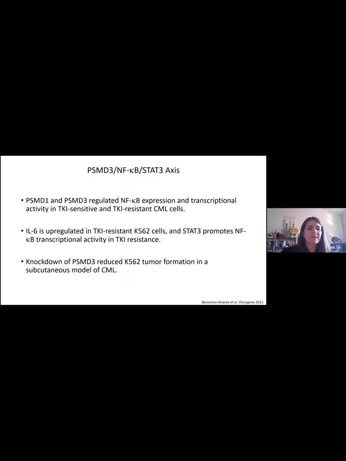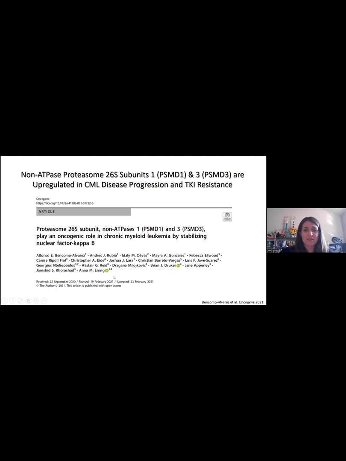So ultimately, we showed that PSMD1 and 3 regulated NF-kappa B expression and transcriptional activity in TKI-sensitive cells, but to a greater extent in the TKI-resistant CML cells. We showed that IL-6 is upregulated in TKI-resistant cells, and that it activates STAT3, which further potentiates NF-kappa B transcriptional activity in the TKI-resistant scenario. And knockdown of PSMD3 reduced K562 tumor formation in a subcutaneous model of CML. And ultimately, we published these data last year in the Nature journal Oncogene.